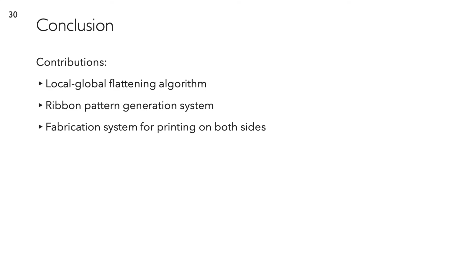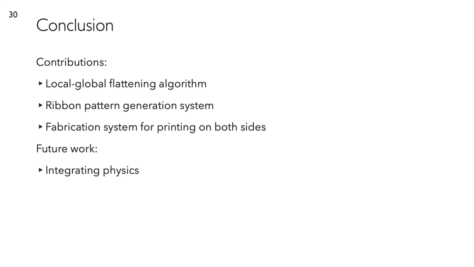To sum up, we proposed a full pipeline for the inverse design of self-shaping textiles by 3D printing on fabric, which includes first a flattening algorithm based on the local global framework, then a system for generating a pattern of ribbons to be printed from that flattening and its corresponding distortion values, and finally a fabrication system which allows us to print on both sides of the fabric.